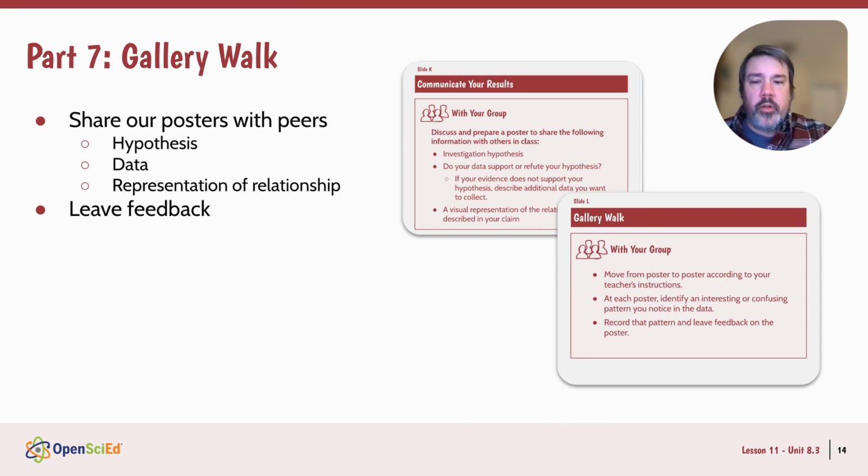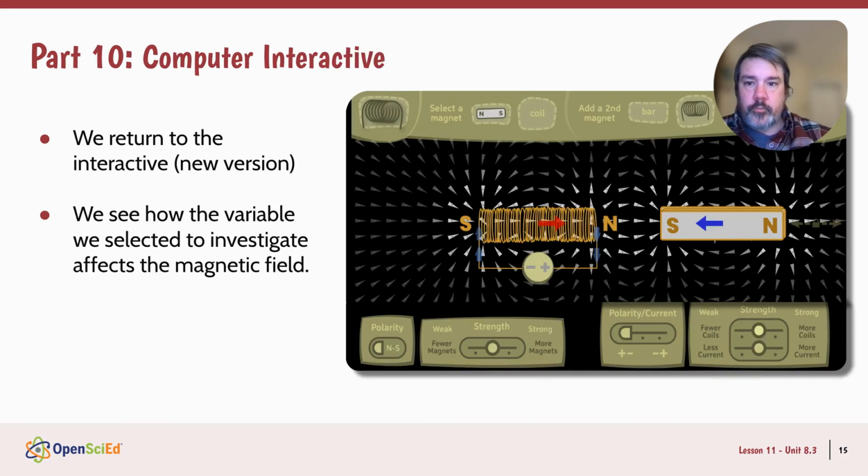And so this is where students will get to see what other groups did, to find out more about their relationship. And then they're going to leave some feedback on the way that students represented their data, shared some claims, and came up with a visual representation of the relationship that they discovered.